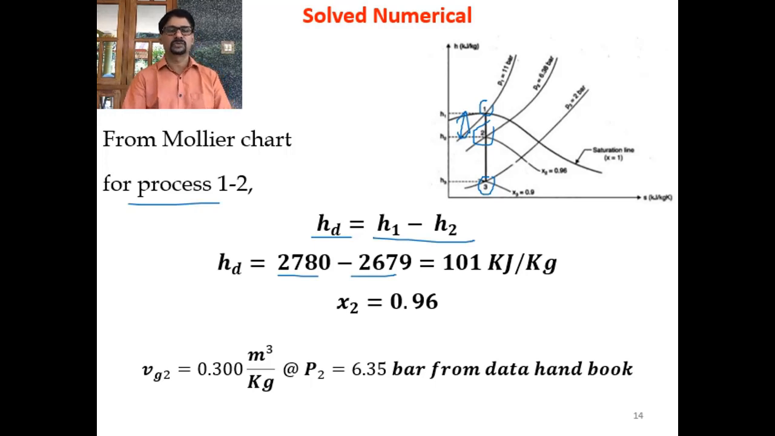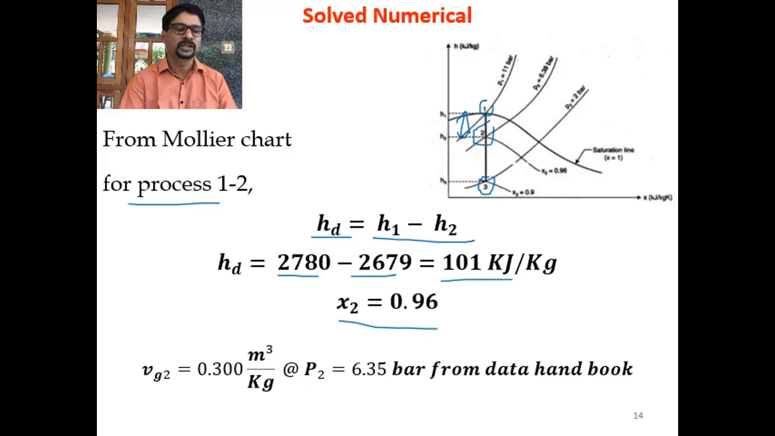You can cross verify, and there will be small variation in these values. Whenever you are using a Mollier chart, a variation of up to 5% in the answer is allowed. Therefore the enthalpy drop between section 1 and 2, or during the convergent part of the nozzle, is 101 kilojoules per kg, and x2 is 0.96.